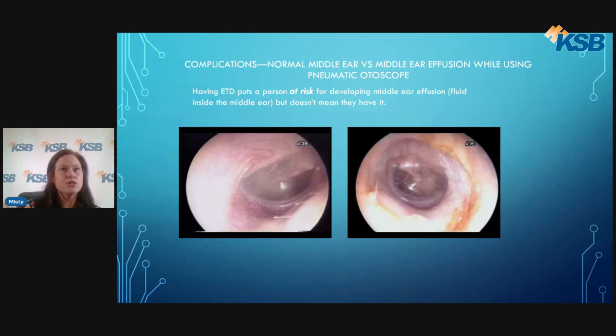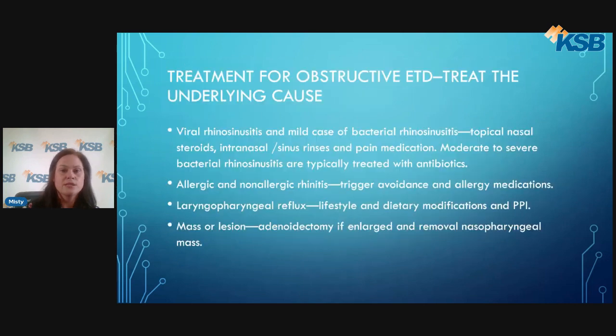Now, having Eustachian tube dysfunction doesn't mean that you have middle ear effusion, or fluid in the middle ear. What it does mean is that you are at risk for developing that. So how do we treat Eustachian tube dysfunction? Mainly, we need to know if it's either obstructive or patulous, and then treat accordingly.